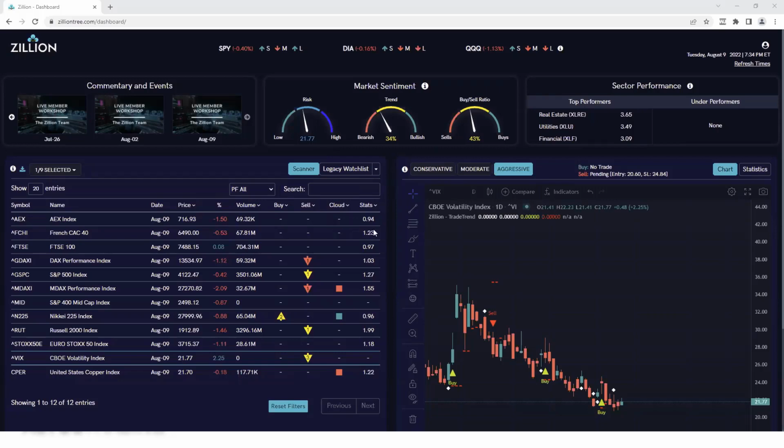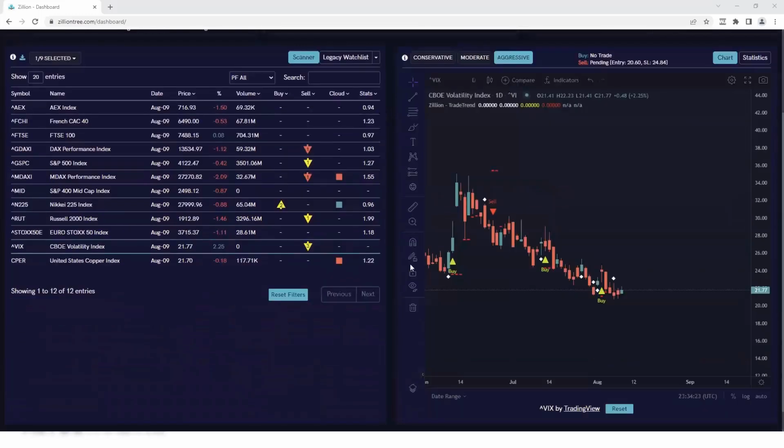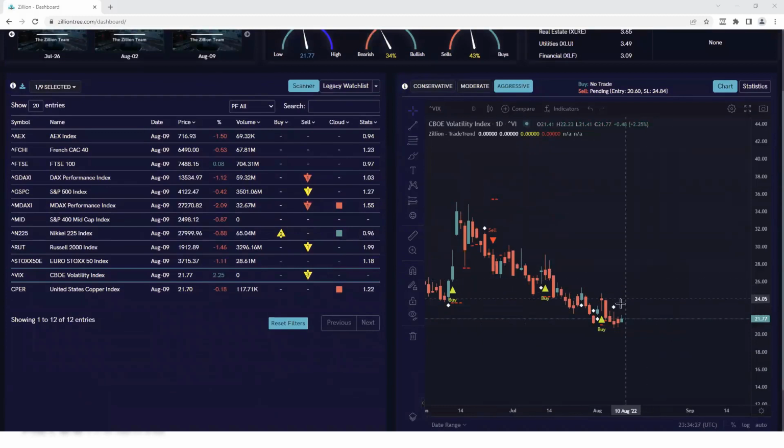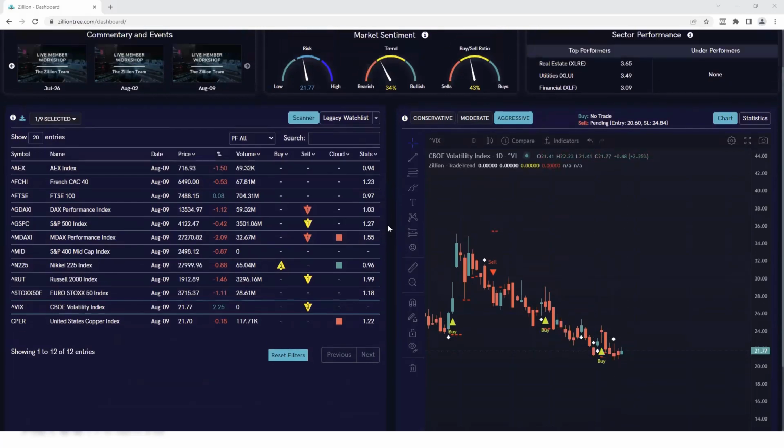It may not be on the Zillion platform. We provide the indicator on a suite of platforms as well, like NinjaTrader, TradeStation, Thinkorswim, TradingView, etc. And so the symbology might be a little different on the chart, but the information should be basically similar or the same across multiple platforms.